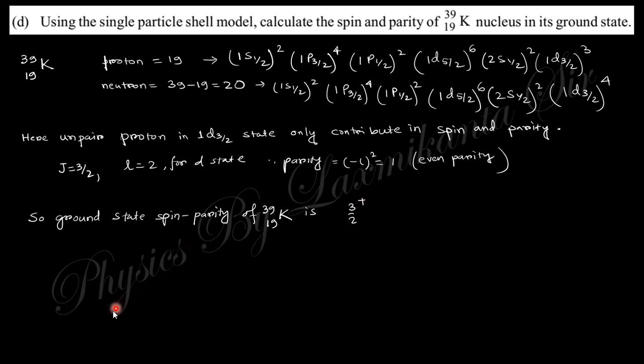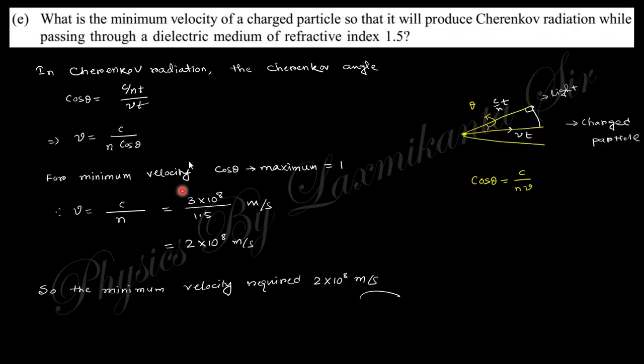is the parity. Next question, what is the minimum velocity of a charged particle so that it produces Cherenkov radiation while passing through a dielectric medium of refractive index 1.5? What will actually be the Cherenkov radiation? It occurs when the particle velocity is higher than the speed of light within that medium.